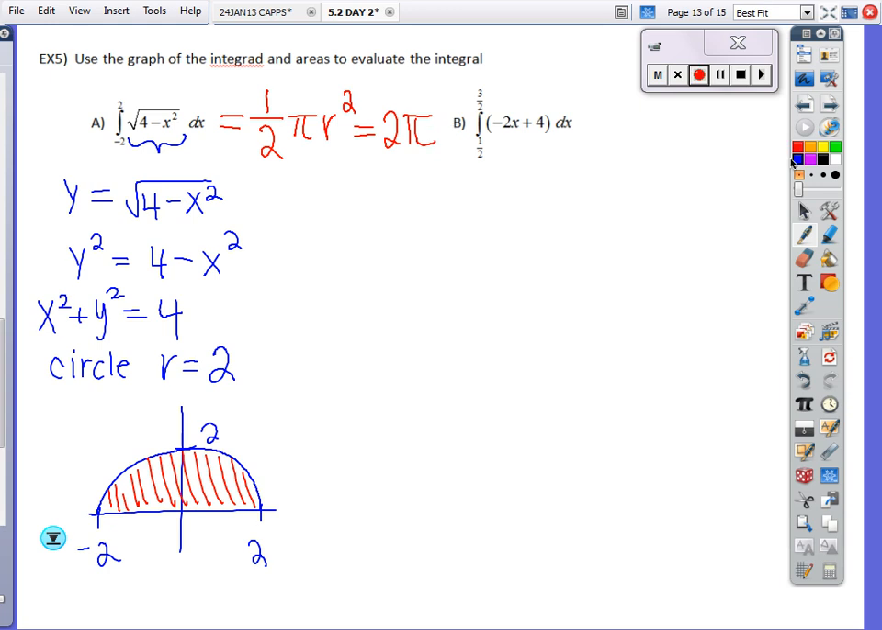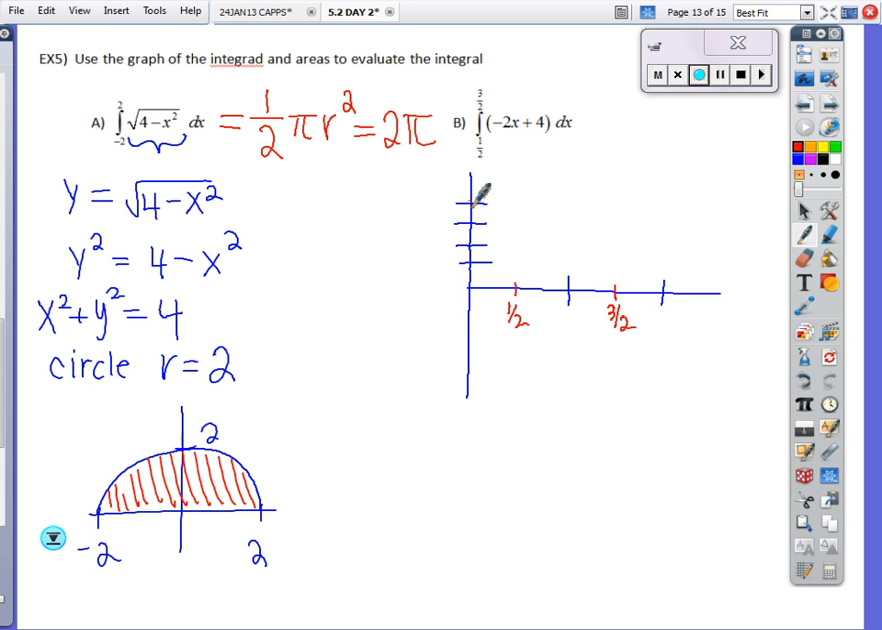What shape does negative 2x plus 4 make? It's a line. Okay, so we're going to graph the line, and then from there we'll figure out where we're going to be finding the area. I'm going to make that scale really big. That's 1, that's 2. We know we're going to be taking the area from 1/2 to 3/2, but I'm just going to graph it how I graph lines usually, which is slope and y-intercept.